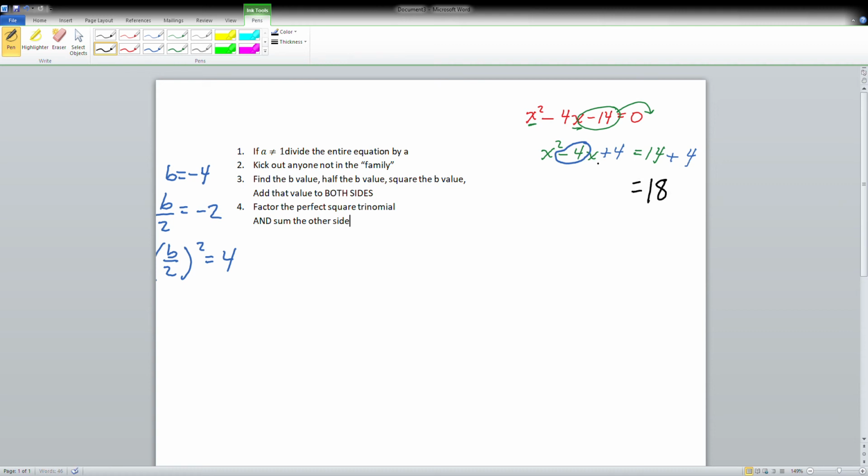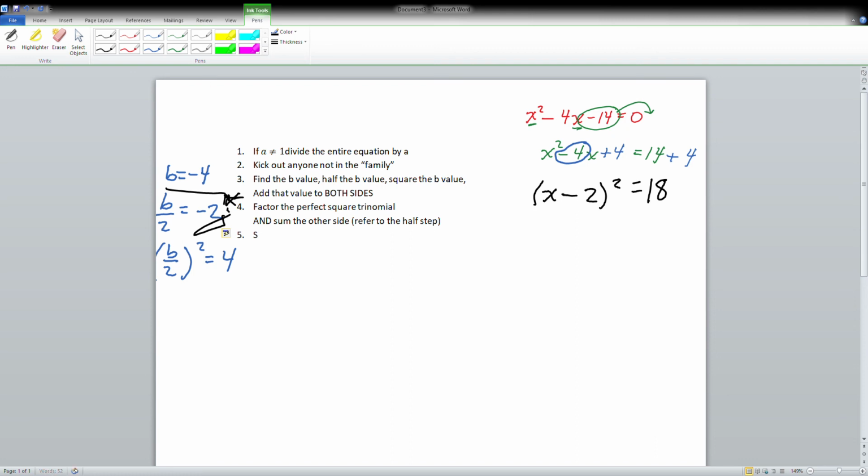Now, they want me to factor this, but here's the cool part about this. You don't actually have to factor it. You just have to refer to the halving step where I halved it. So this step right here, where I had that -2, that is going to become my factor. So I'm just going to make this x - 2, I got that from right here, squared, because it's a perfect square trinomial.